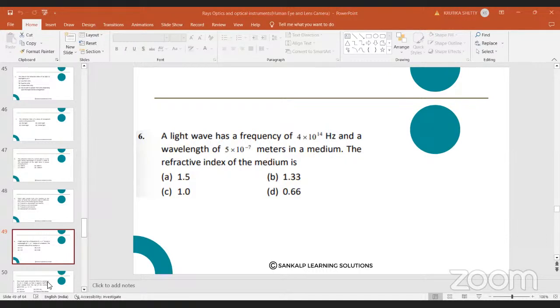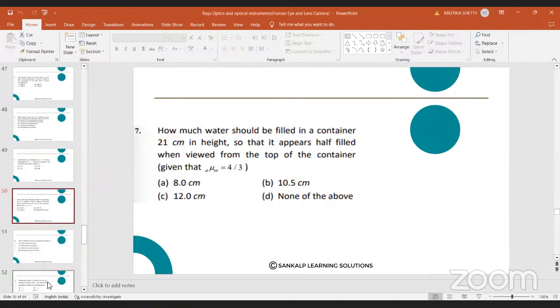So our next question now. How much water should be filled in a container 21 centimeter in height so that it appears half filled when viewed from the top of the container? Given the refractive index as 4/3. Yes. How to do this one?